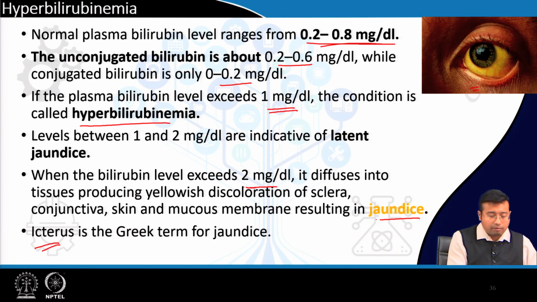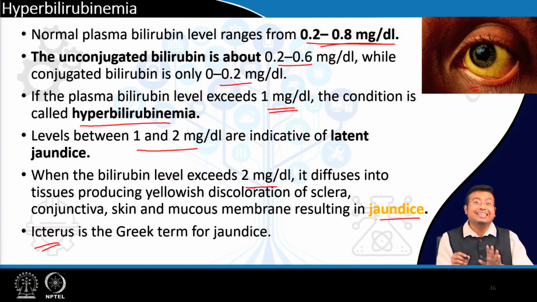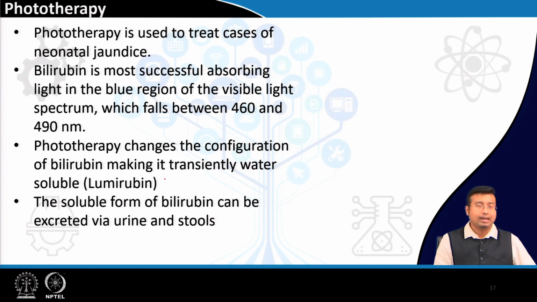But what about the value between 1 and 2? It is known as latent jaundice. Full-fledged clinical jaundice is more than 2 mg per dl. And lastly, phototherapy in some cases, especially in newborns, is used to treat jaundice. Since we are discussing jaundice, let us discuss phototherapy.